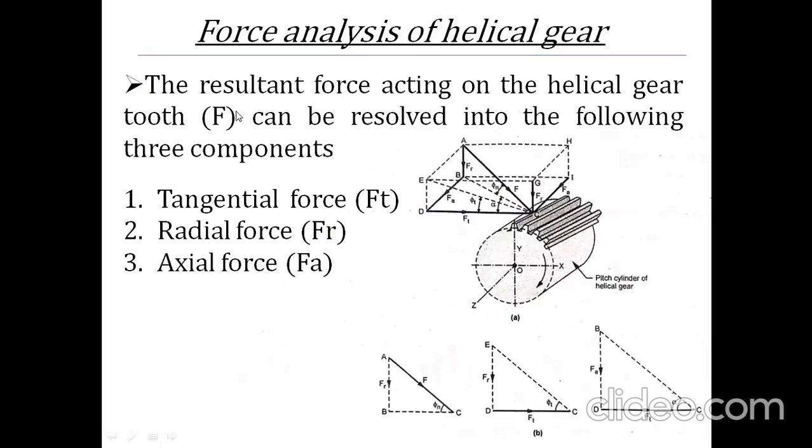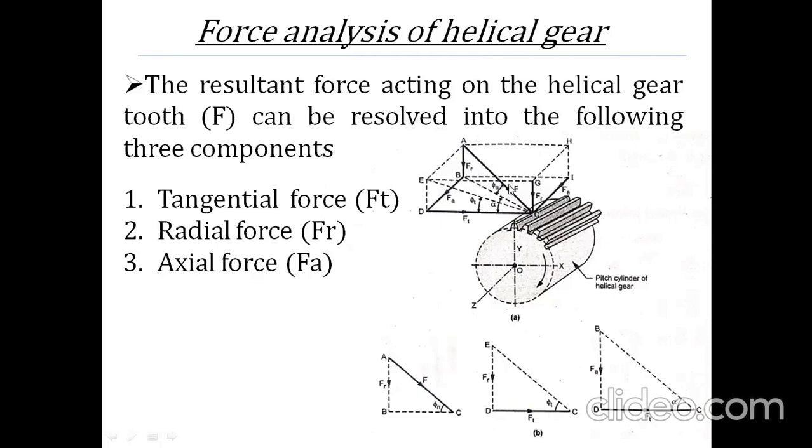Now see the different forces which are acting on point C. The first force is the resultant force acting on the helical gear tooth. That force is denoted by F here. From point A to point C, where point A is on the top surface of this cube and C is on the bottom surface of that cube. So from top to bottom, that is the resultant force, denoted by capital F.